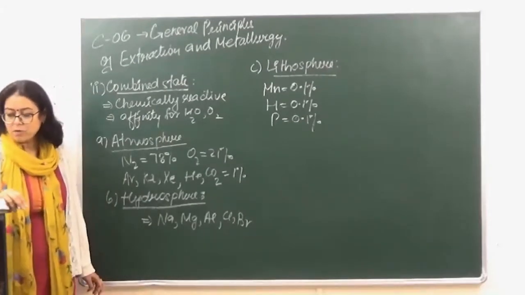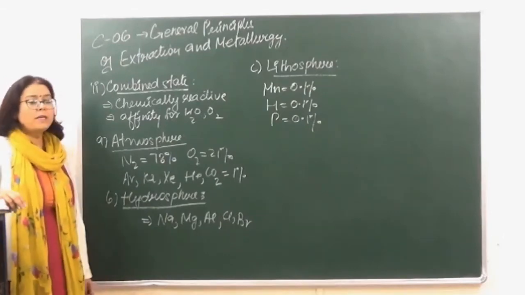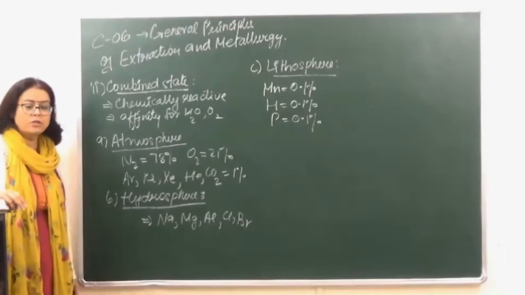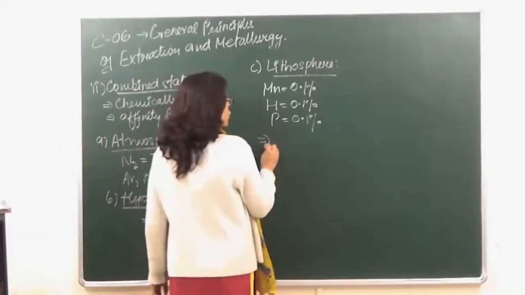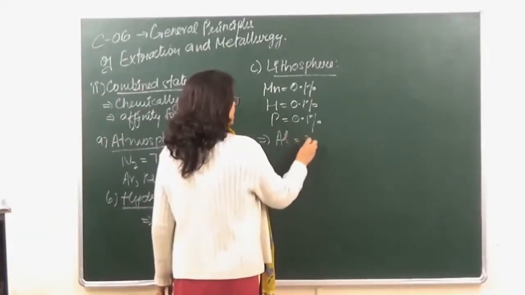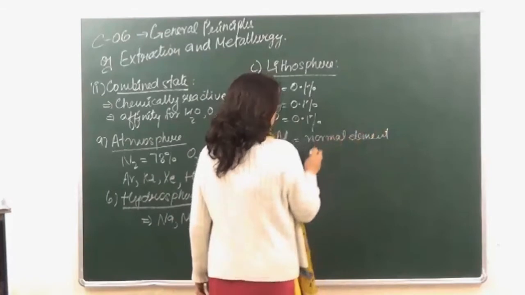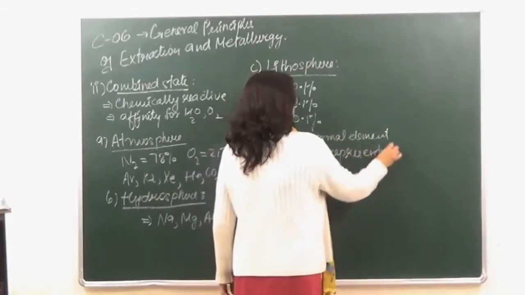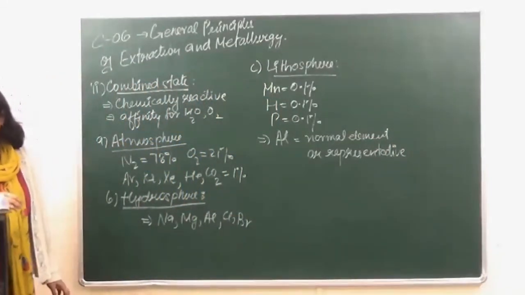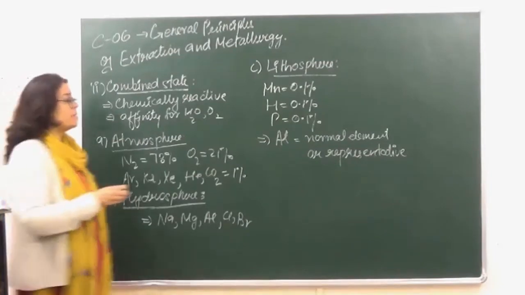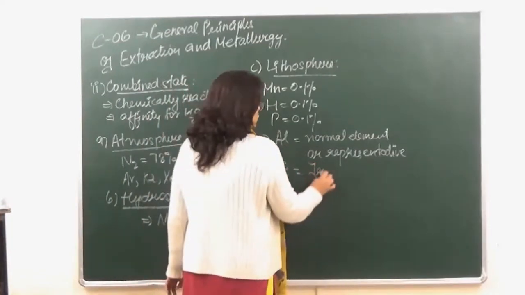Okay? Now when we do this here, we say that in the lithosphere aluminium is the most abundant metal which is present, right? Or aluminium is the most abundant normal element or representative element which is present. Okay? Aluminium is going to be the most abundant representative element, and iron is the most abundant transition element.